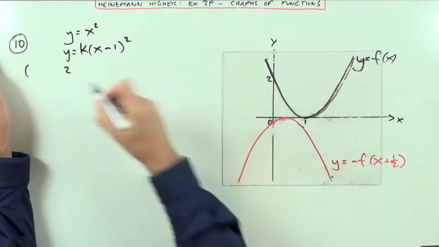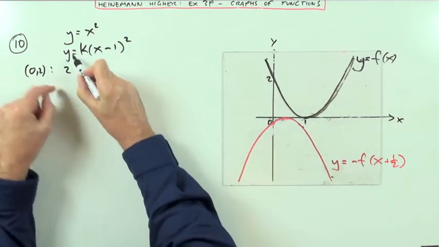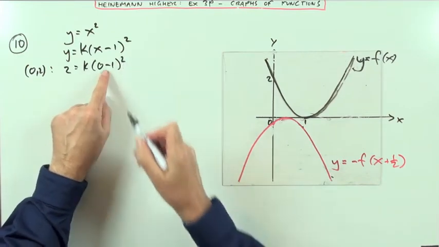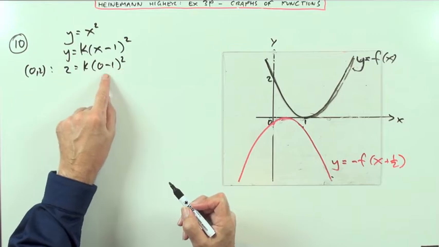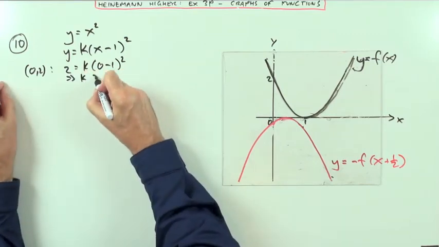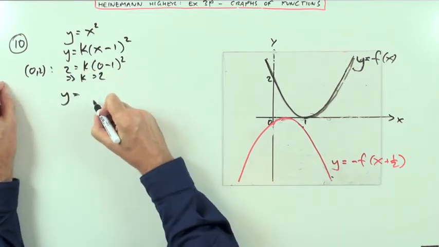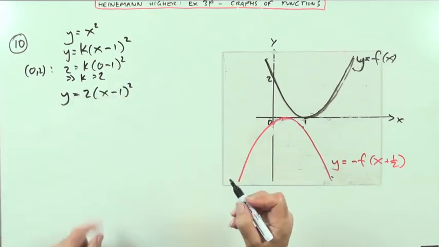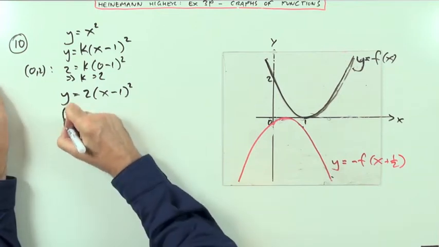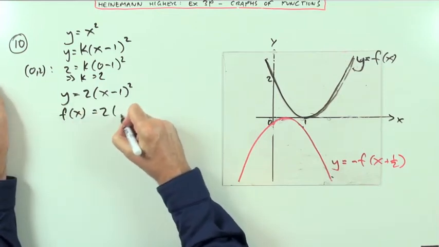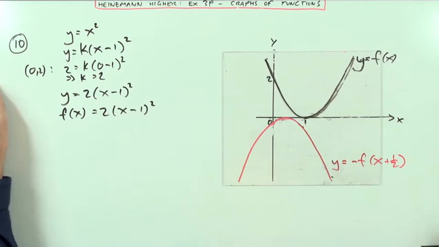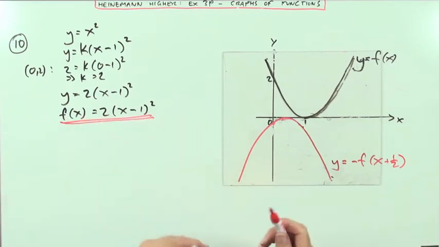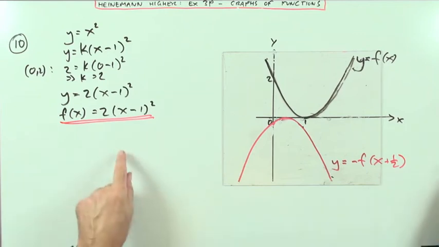So using that point (0, 2), I can say when y is 2, x is 0. Well, negative 1 squared is 1, so that means k is 2. So that means the equation is y equals 2 times (x minus 1) squared. Although it says find f of x, I suppose I should really say f of x equals 2 times (x minus 1) squared, in that squared form of it. Or you could multiply it all out, but I imagine it would be okay like that.